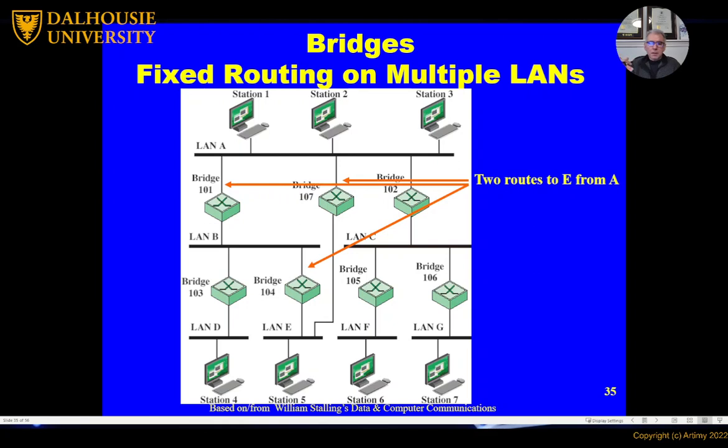And gradually, the bridges will learn where the frames are coming from. So they will stop doing flooding after a while. If every bridge fills its table and knows that station 1 is on LAN A, station 4 on LAN D, and so on, they will stop doing the flooding unnecessarily. So the flooding happens only when the bridge doesn't know where the destination is.